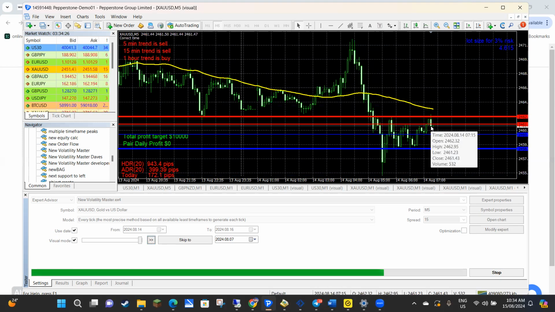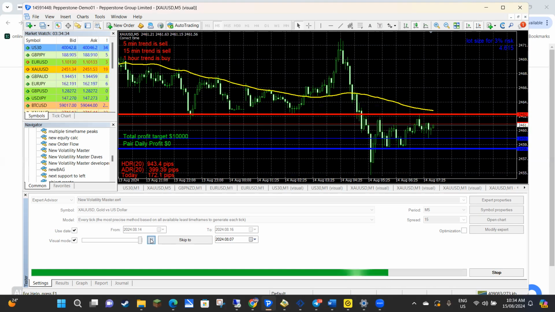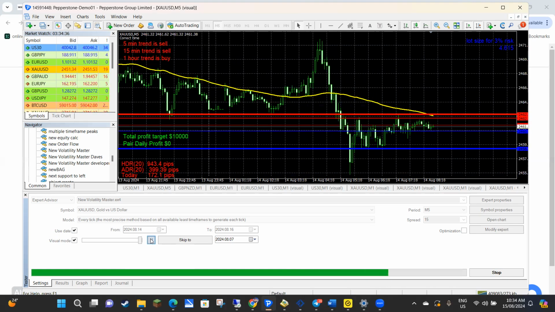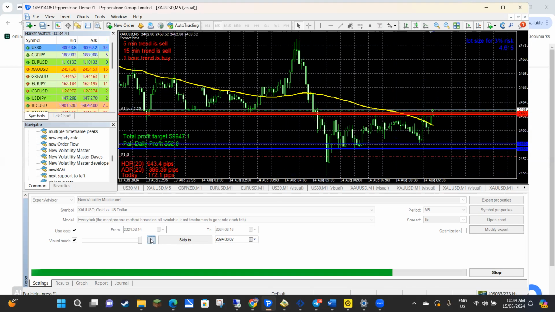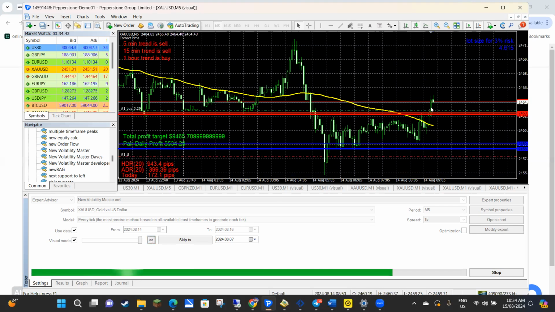So we're waiting for it to break above the thick red line. And there we go, it's broken above. So we've got our first trade. In my settings, I have my order size set at 0, so it's automatically calculating the lot size to give me the 3% risk that I have set.